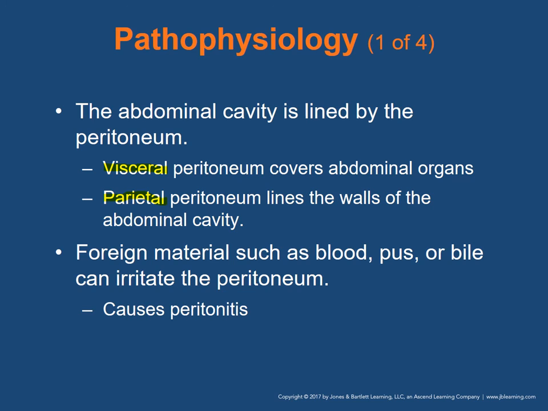So the example I use to explain this most often to my students is if you, yourself, your entire body was an organ, the clothes on your back would be the visceral lining of your body, and the paint of the walls of the room that you're sitting in right now would be the parietal lining. Okay, so the difference between the covering of the actual organ and the covering of the cavity that the organ sits in. Okay, very important for you to know the difference between visceral and parietal. So foreign materials such as blood, pus, or bile can irritate the peritoneum, which can cause peritonitis.